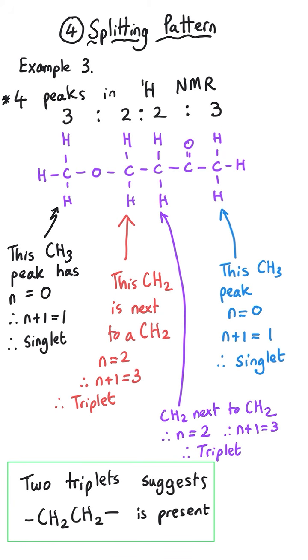And so having 2 triplets, and certainly when there are no quartets on display, that is a really surefire sign that you've got 2 adjacent CH2 groups, because that is by far the most common way that you can get 2 triplets. And so that will save you time in a test if you see 2 triplets and you think, right, that's probably CH2, CH2 connected together in one sort of piece of the puzzle.